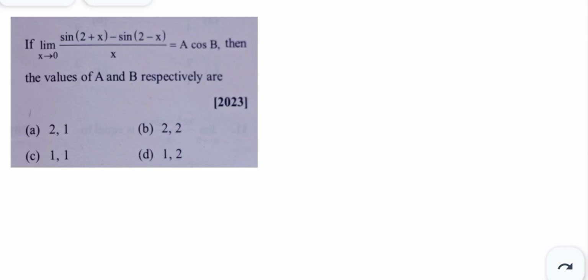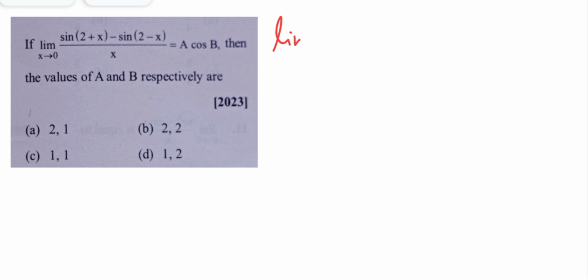Hello students, in this video we are going to discuss this question: if the limit as x tends to 0 of (sin(2 + x) - sin(2 - x))/x is given as a cos b, then we have to find the values of a and b. First I will solve this limit and equate that limit value with a cos b. In that way we will find the values of a and b. So first I am going to solve the limit.